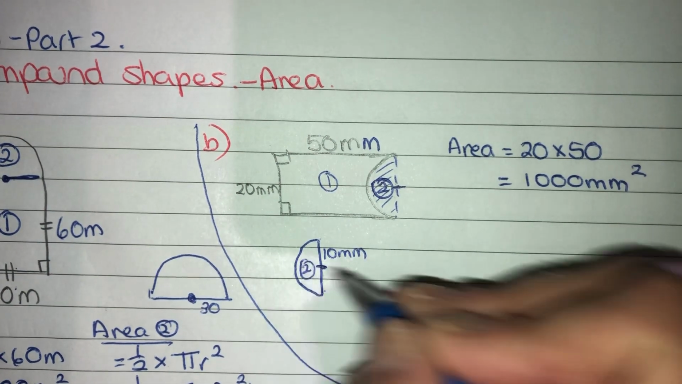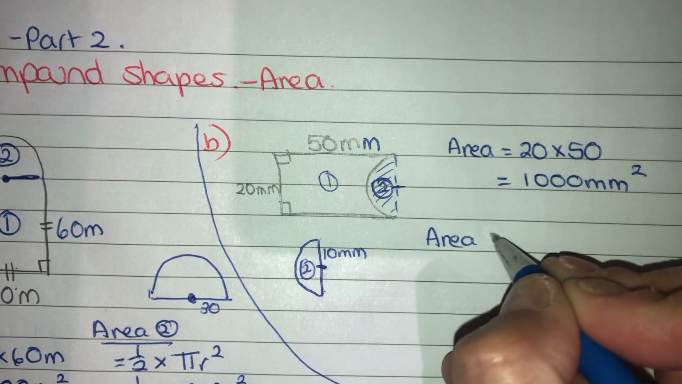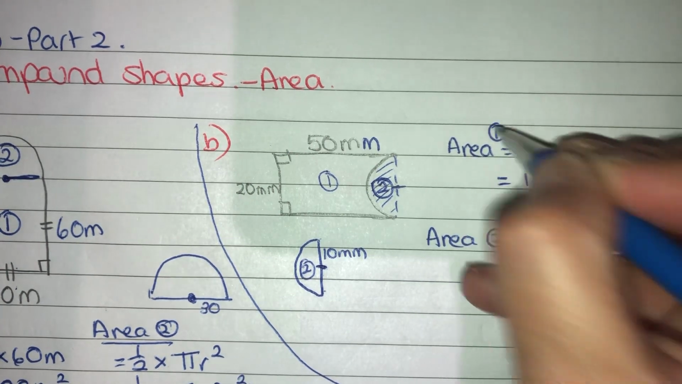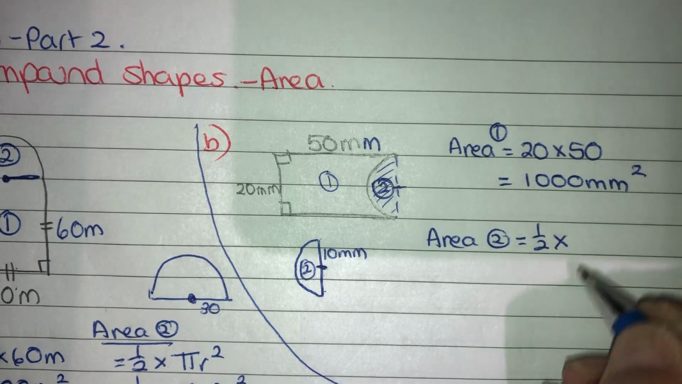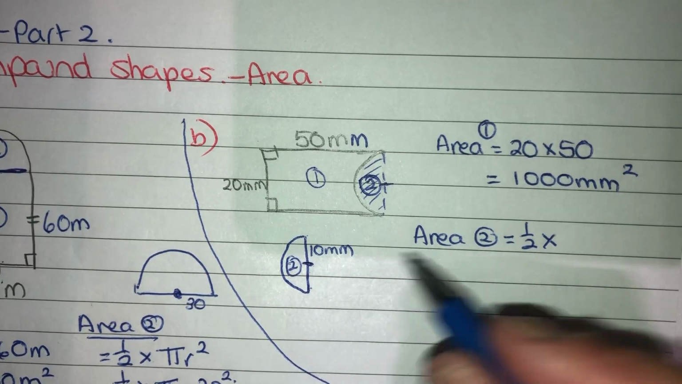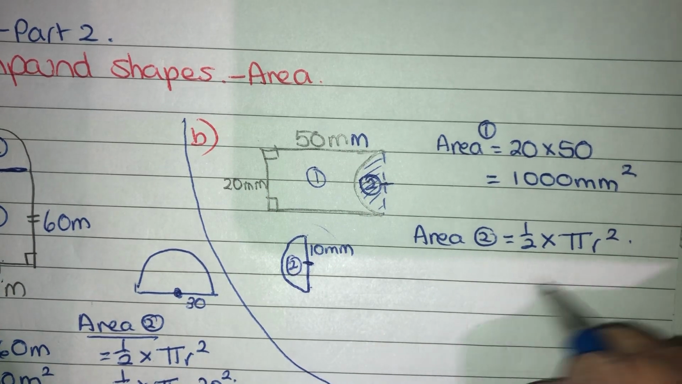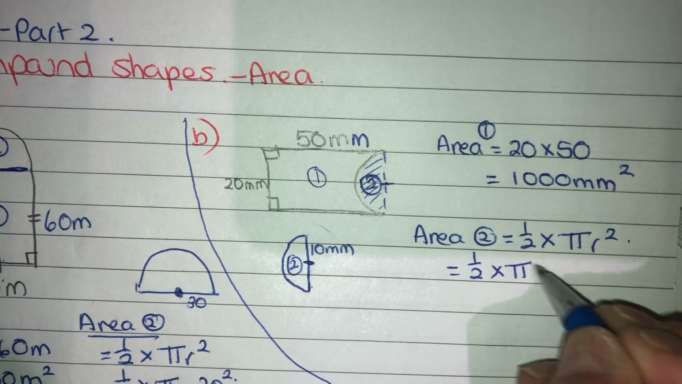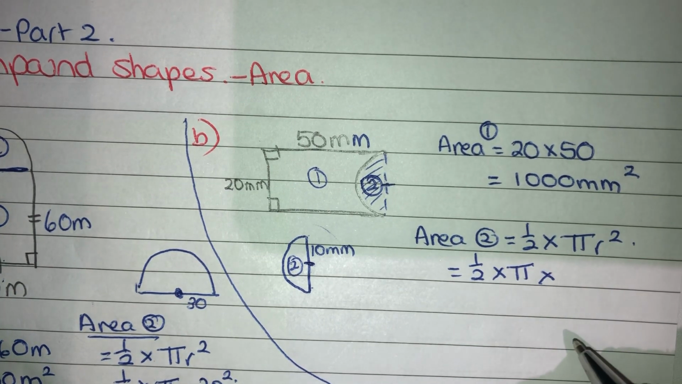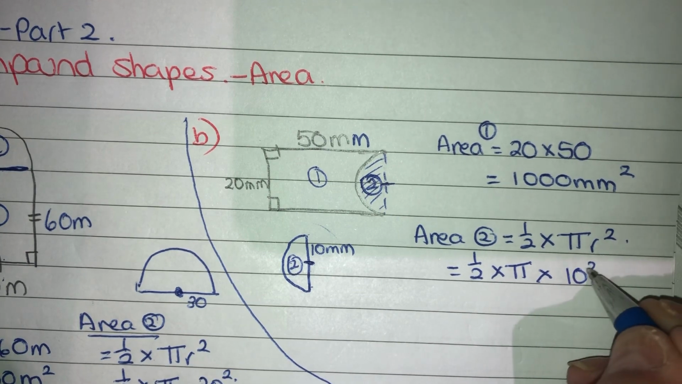And this is area 2. So let's work that out. Area 2, I should have put a 1 up here, is equal to 1/2 multiplied by the area of a circle, pi r squared, which is equal to 1/2 times pi times our radius, which in this case is 10 squared.